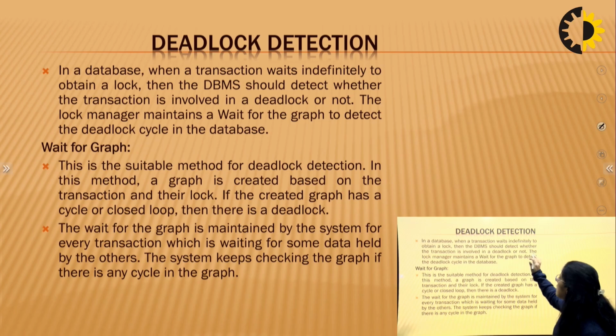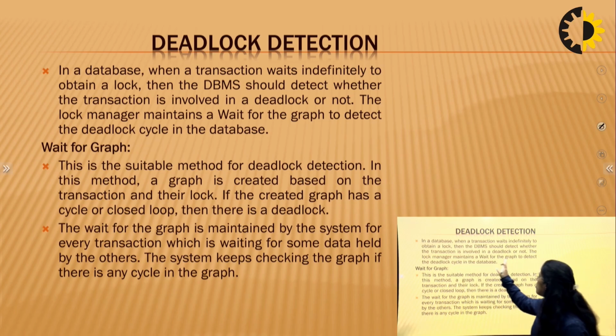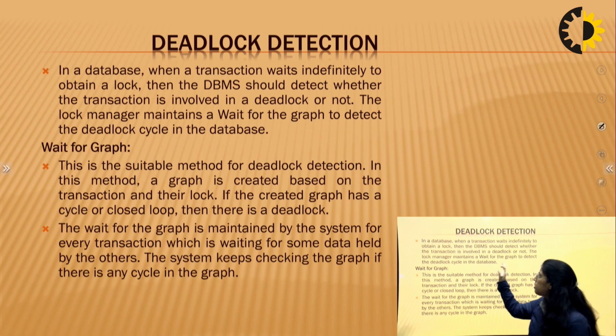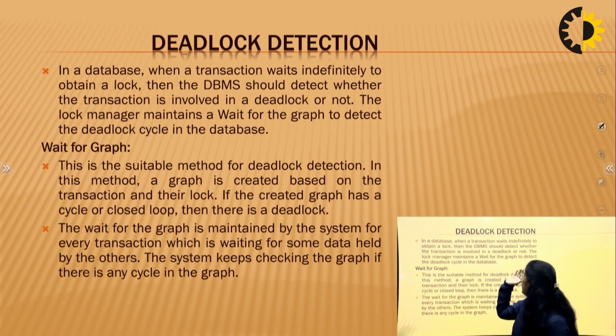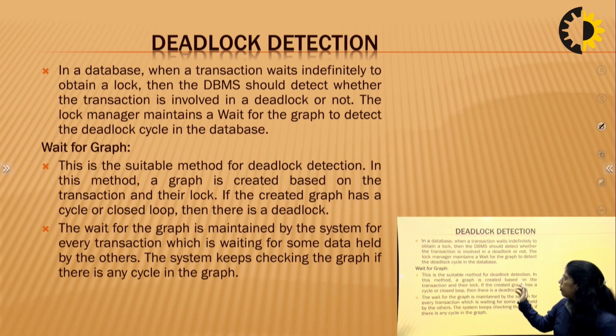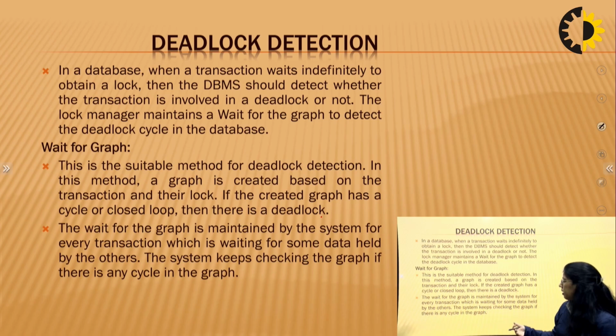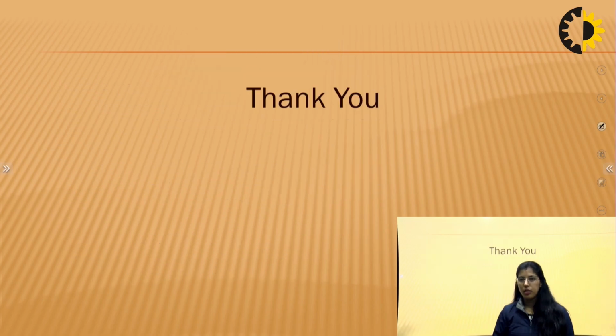When a transaction waits indefinitely to obtain a lock, the database should detect whether the transaction is involved in a deadlock or not. The lock manager maintains a wait-for graph and detects the cycle in the database. Wait-for graph is a suitable method for deadlock detection. In this method, a graph is created based on the transactions and their logs. If the created graph has a cycle or a closed loop, there is a deadlock. This graph is maintained by the system for every transaction which is waiting for some data held by another. The system keeps checking the graph to see if there is any cycle.